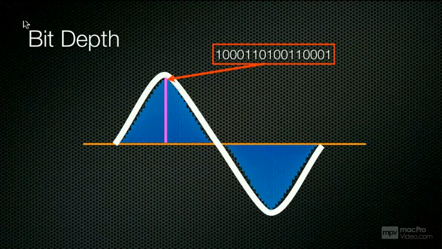Now, the other thing we are asked for is bit depth. Bit depth determines the precision of the amplitude value stored in the computer. The higher the bit depth, the more precise the computer is. Think of it like rounding numbers. The more decimal places you use in a number, the more precise the number is.